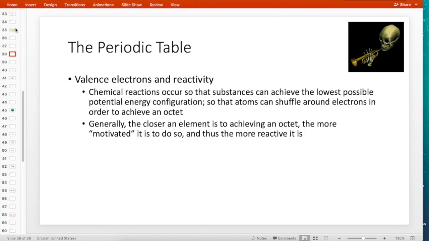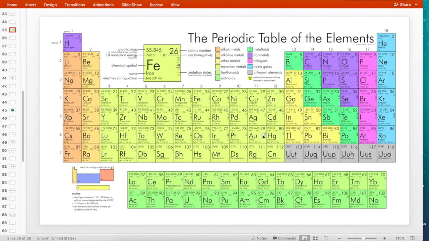So far, you should be able to look at the periodic table of the elements and know what type of element we're looking at. Is it a metal or a nonmetal? For example, calcium here, it's on the left side of the table in group 2. I know it's a metal. Sulfur over here, it's on the right side of the table in group 16. I know it is a nonmetal.